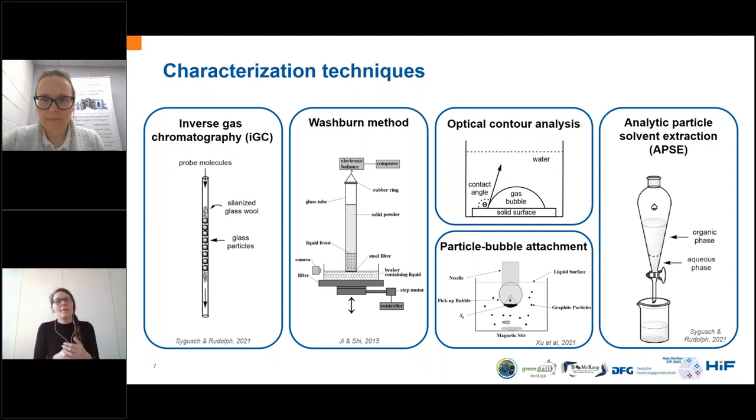And we also have some analytic particle solvent extraction tests. So we have a separating funnel with two phases. In the bottom, you have the aqueous phase, and in the top, you have the organic phase, in our case, cyclohexane. You disperse the particles inside, you let it rest and wait for the phases to separate. And afterwards, after the phase separation, you can see how many particles transferred to which phase.